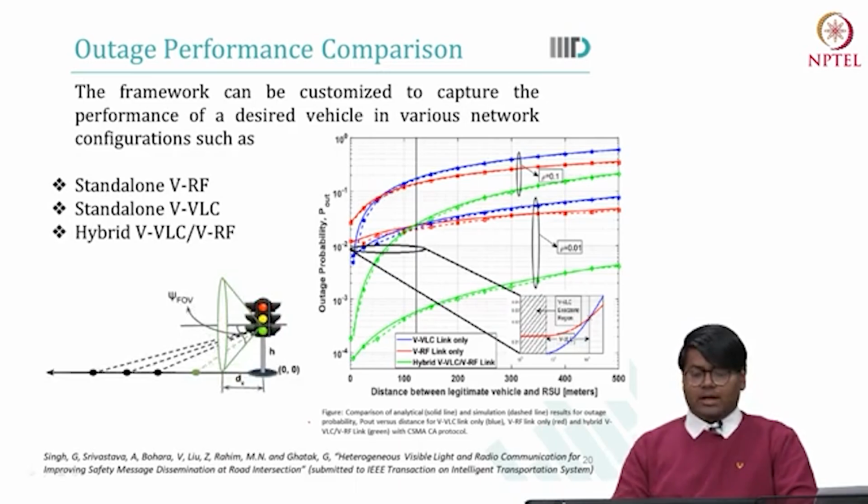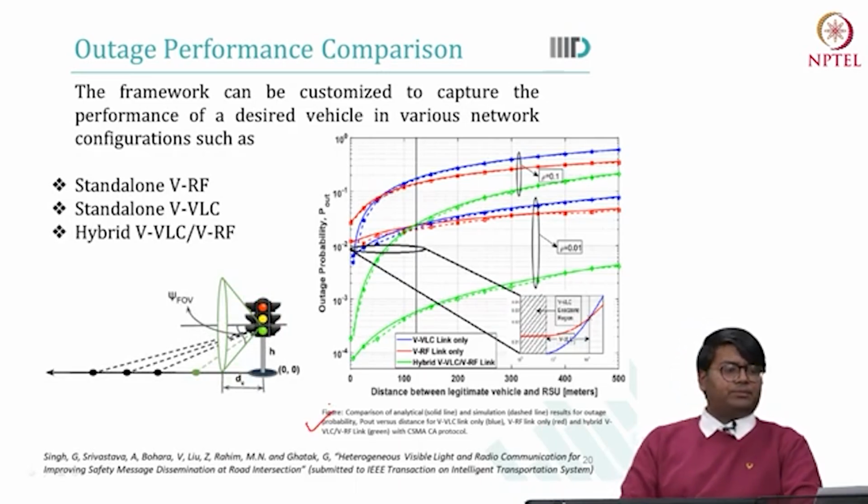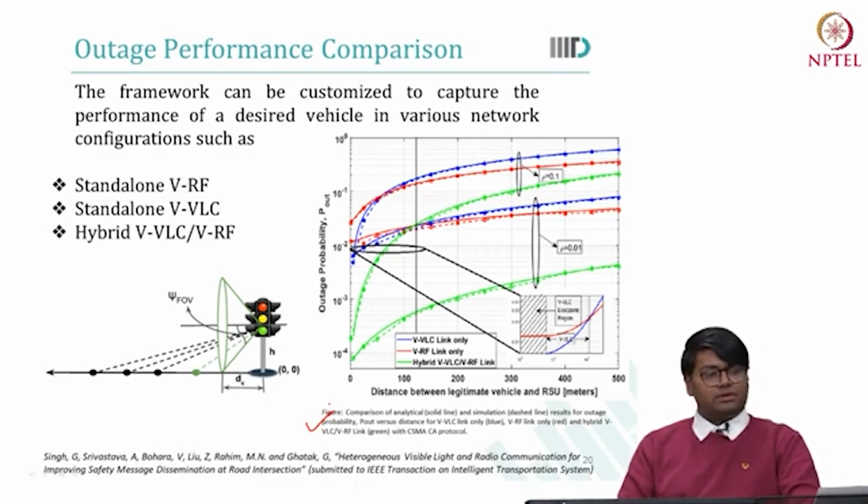So we can observe from this figure that when the desired transmitter location from the roadside unit increases, the outage probability also increases. Also, the outage performance of standalone vehicular VLC link is comparatively better than the standalone vehicular radio frequency. This is true for low communication range.